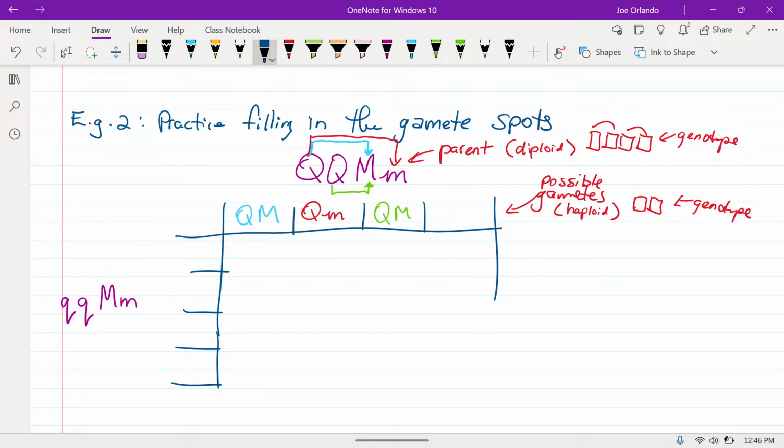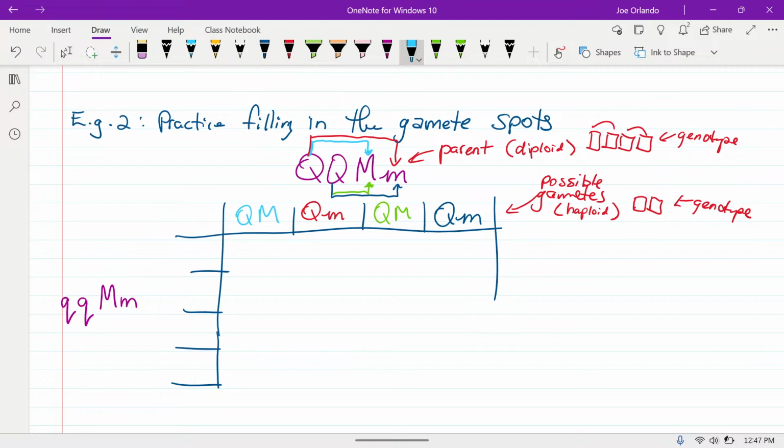And then what's the last possible combo? Big M, small m? Is that allowed? No, because those are the same gene. Can you have 2 copies of the same gene in a gamete? No, that'd be being diploid, but gametes are haploid. So that big Q can be with that little m, which again is the same as this, but it got there a different way. What are the combinations here?